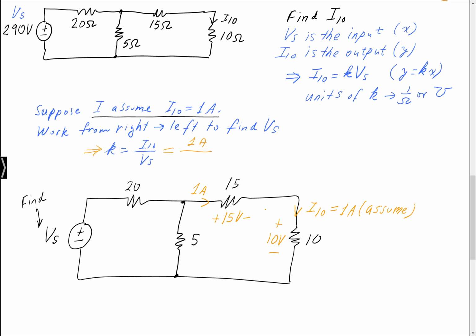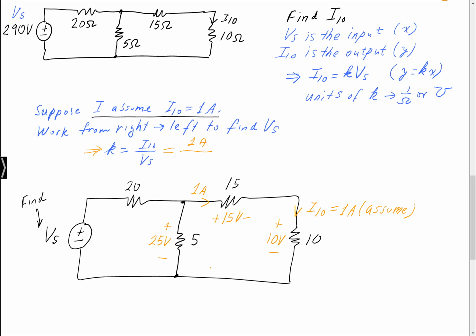Now if you look at the right loop, which contains a 5 ohm, the 15 ohm, and 10 ohm, you see that the voltage across the 5 ohm resistor has to be 25 volts by KVL, right? Because you have to have a rise of 25 volts and then a drop of 15 and a drop of 10 to balance it if you go in the clockwise direction. So you can see this right away. It's got to be 25 volts.